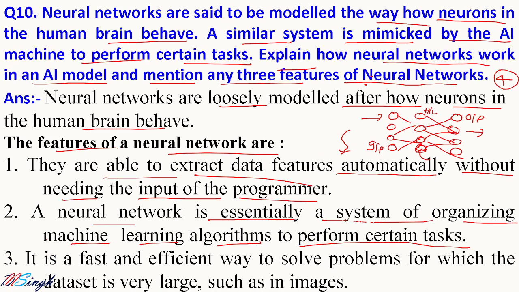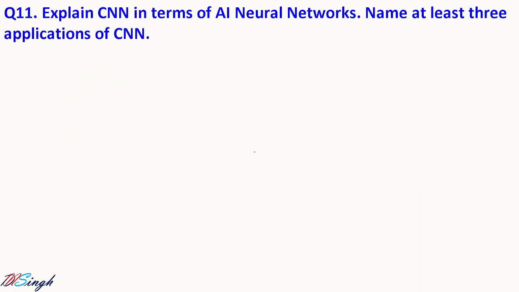The third point is, it is fast. It is a fast and efficient way to solve a problem for which the data set is very large, such as images. Normal computers cannot handle that type of data through the deterministic algorithms which we normally use. So in that case we will go for the neural network. Let us go to the next question.